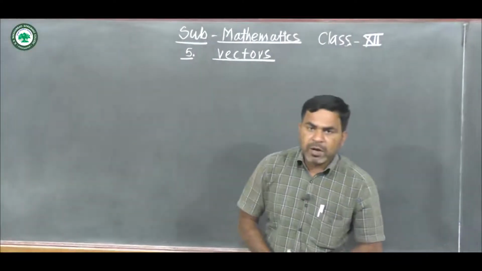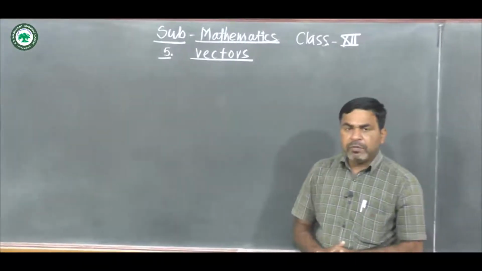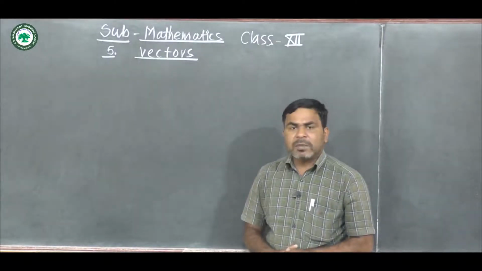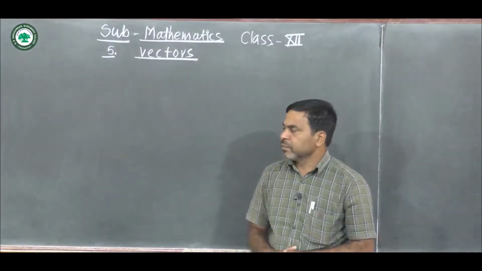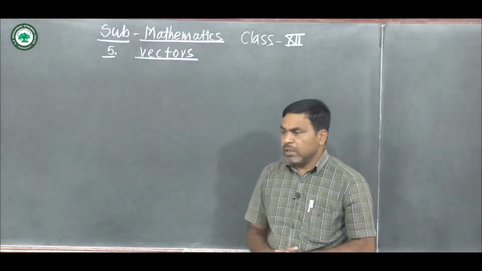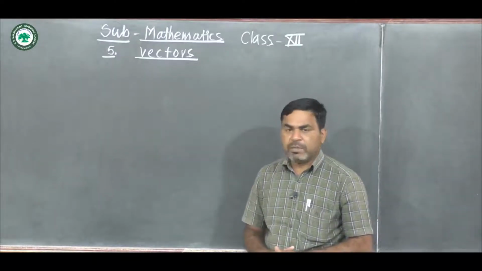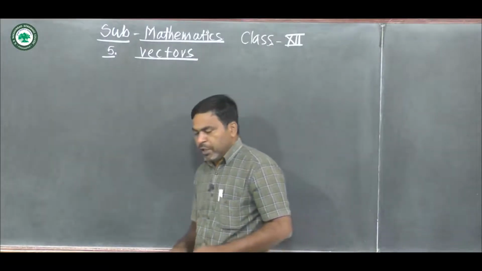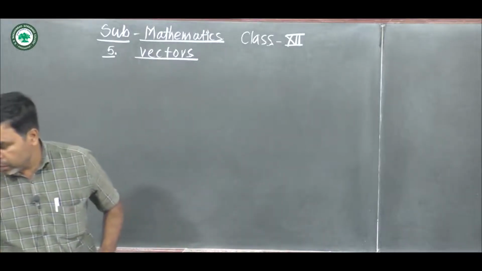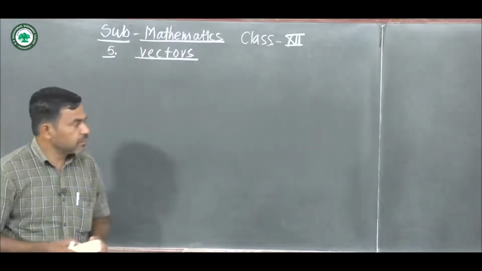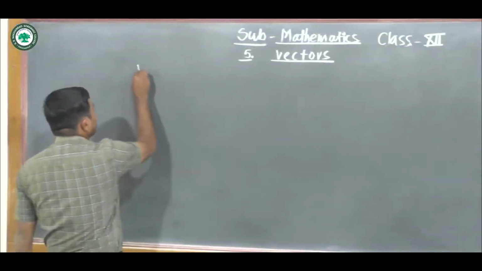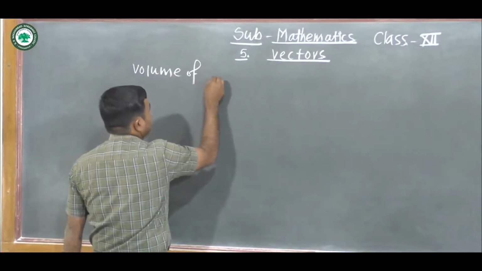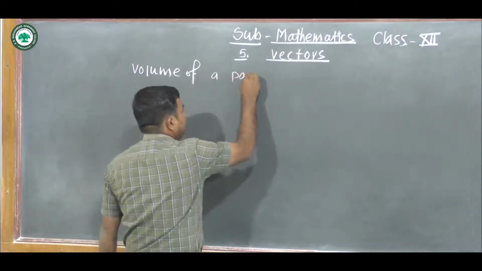Hi, good morning everybody. In the previous lecture, we have seen the scalar triple product of three vectors. Also, we have taken the problems from exercise 5.5. Now today we are going to see a new concept, that is volume of a parallelepiped.